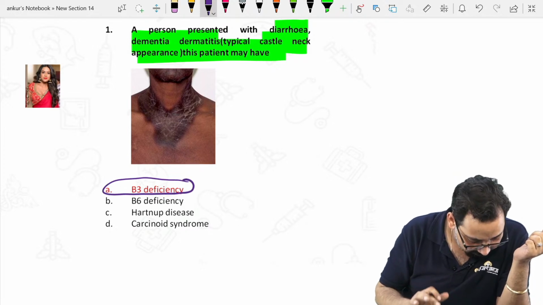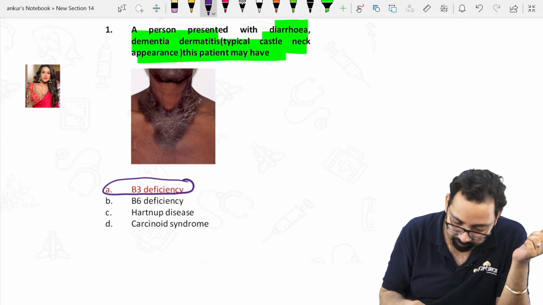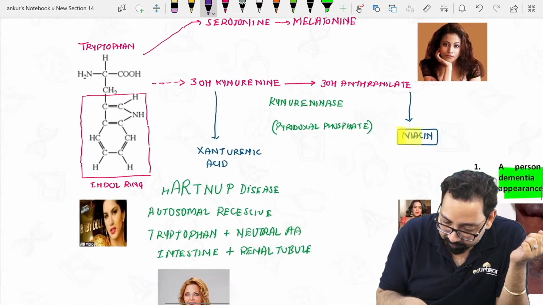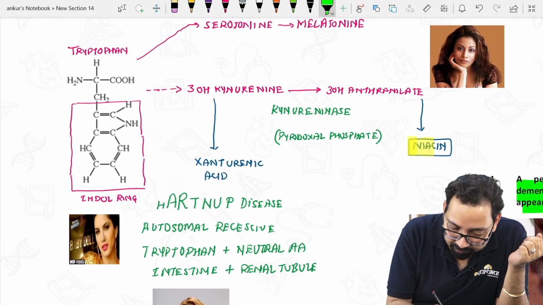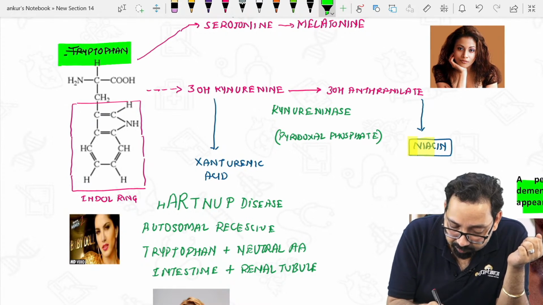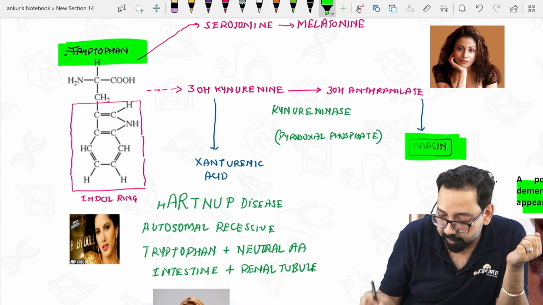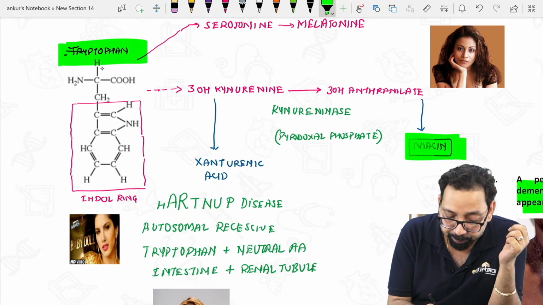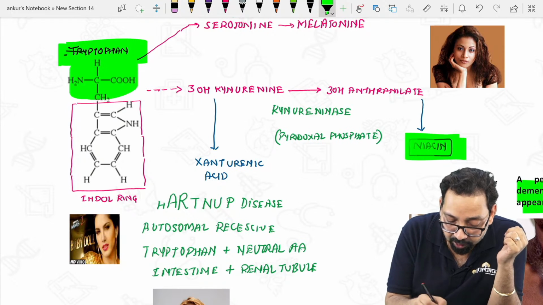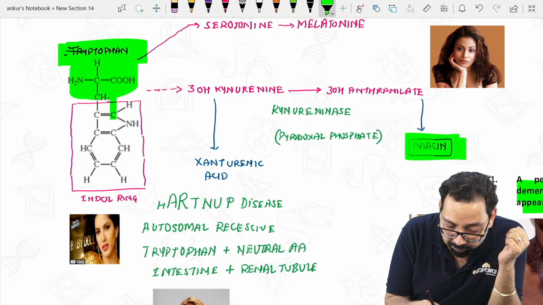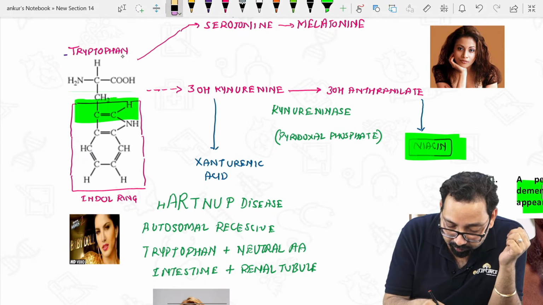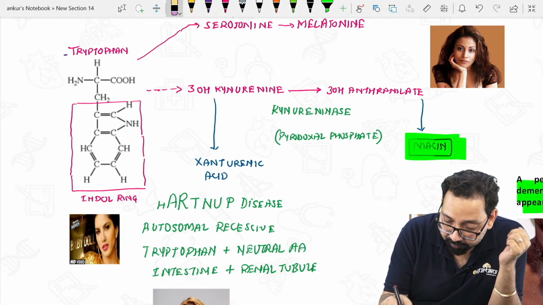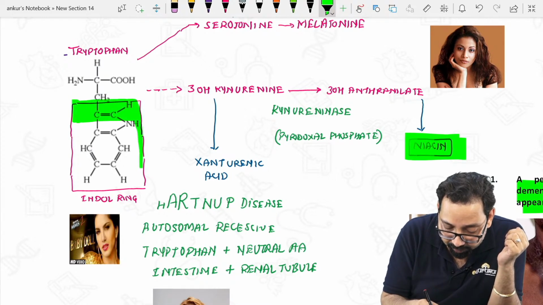But in the same question, the answer may differ. Let me tell you. Tryptophan, 60 milligram, I will be a little bit faster. 60 milligram of tryptophan gives rise to 1 milligram of niacin. Tryptophan is an amino acid which has a large bulky side chain, and the name of this side chain is indole ring.